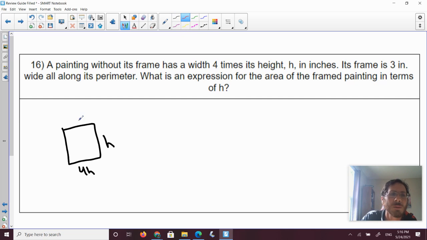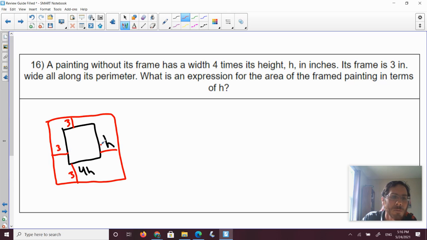Then it says that the frame is 3 inches wide along its perimeter. So we got 3 there, 3 there, 3 there, and 3 there. So we've got a nice big frame around it. What's an expression for the area of the framed painting in terms of h?